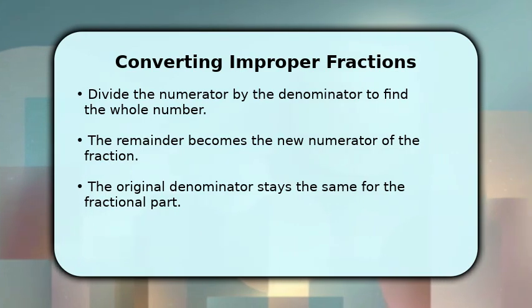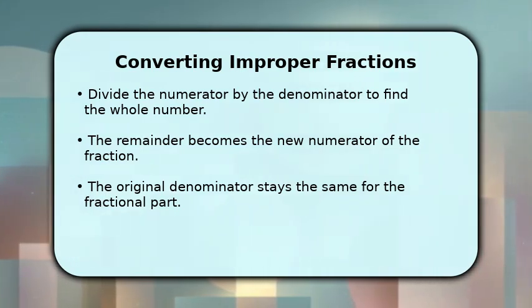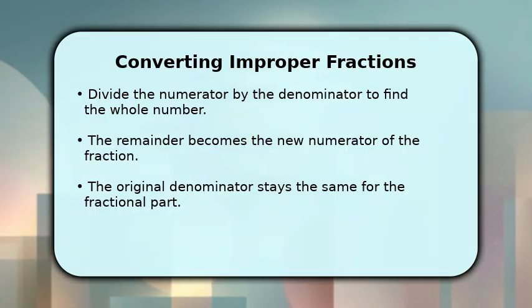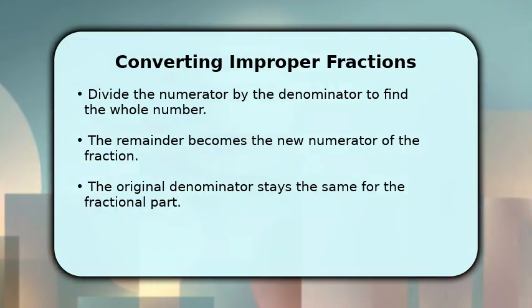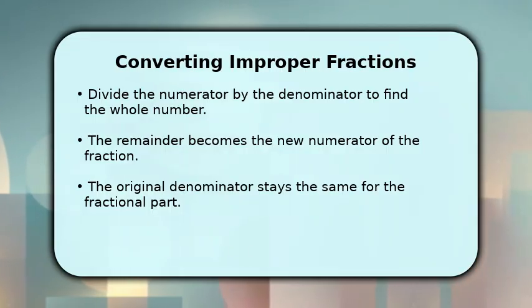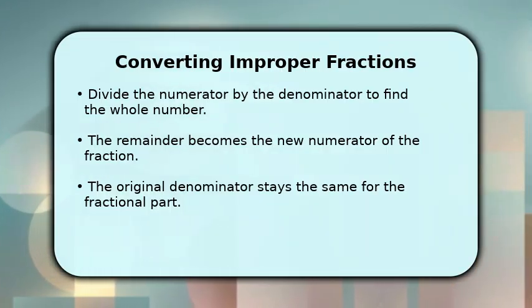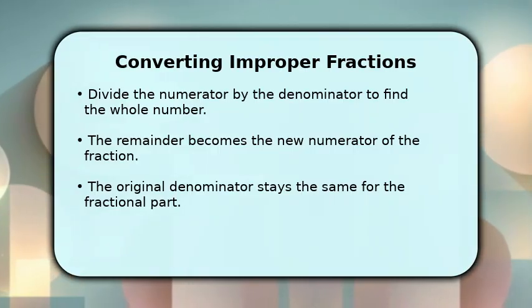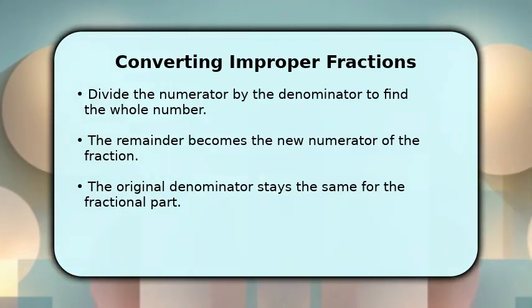Now, let's dive into the conversion process. First, you'll divide the numerator of your improper fraction by its denominator. The result of this division, the quotient, will be your new whole number. For example, if you have 7 halves, dividing 7 by 2 gives you 3 with a remainder of 1. This remainder is crucial for the next step.